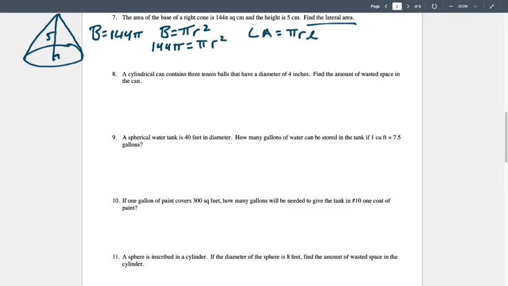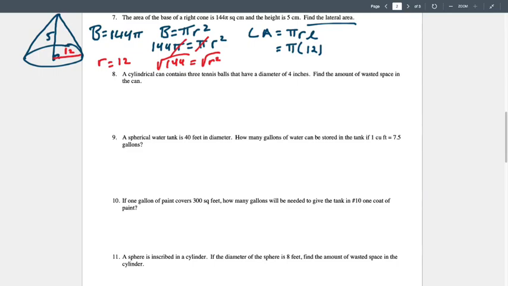I'm going to divide both sides by pi. When I do that, the pi's cancel out, and I'm left with radius squared equals 144. So I'm going to take the square root of both sides, and I get that the radius equals 12. So this is 12 right here. Now I can plug all that into my formula. So pi times the radius, which is 12.